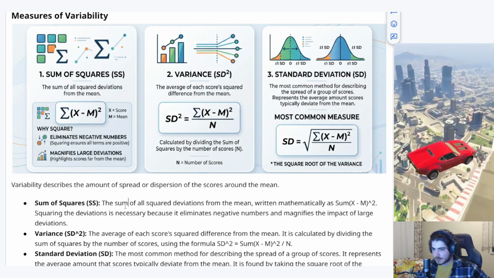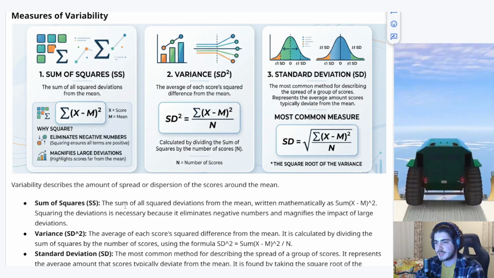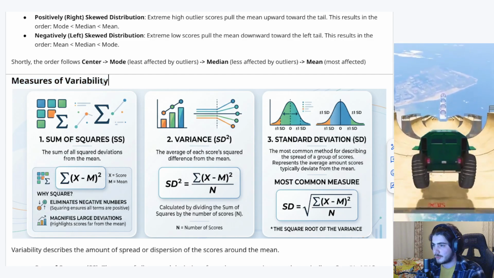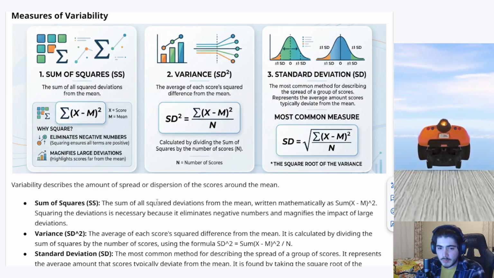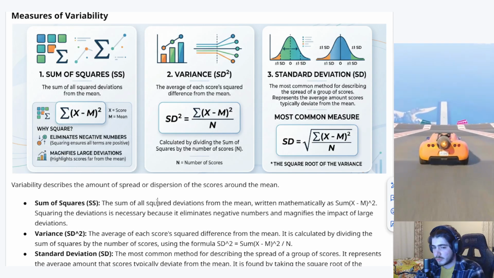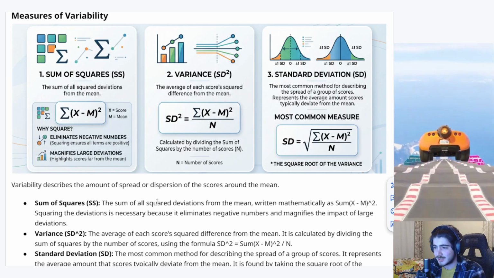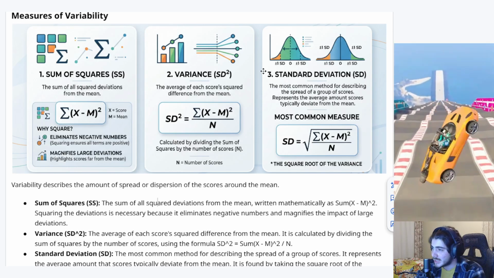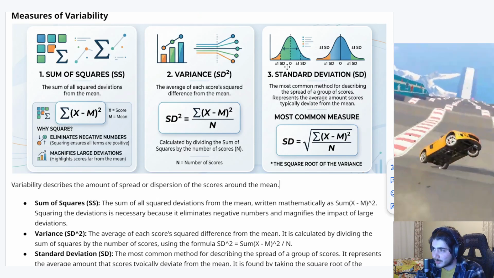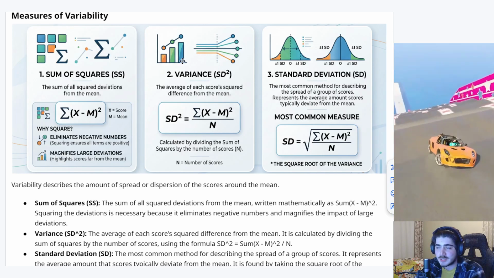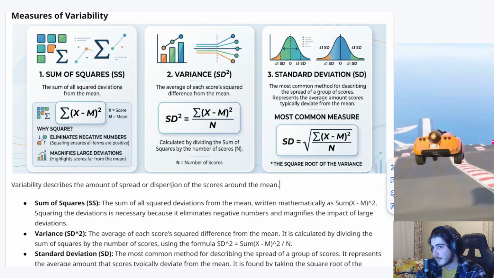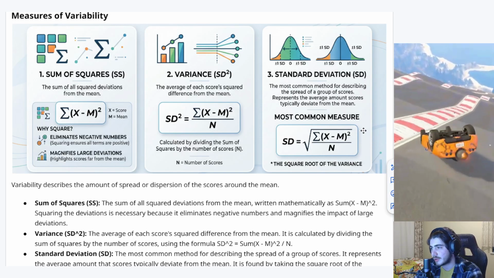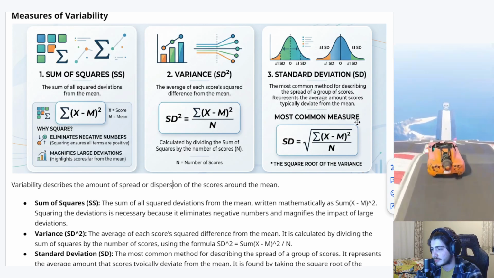Okay, now let's see what this is. These are measures of variability. The most important metric or statistic, I guess, in statistics is the standard deviation. But it's only the most important because variance is not easily understood by humans. So let's check out the sum of squares. We are trying to get to the standard deviation.